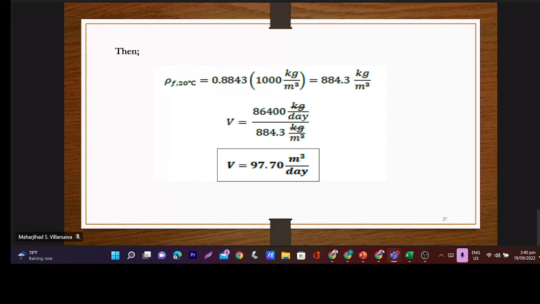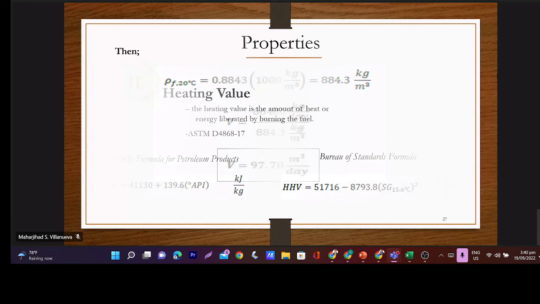And ngayon, ang final solution natin na hinahanap ay yung volume per day. Ang nakuha nating formula ay volume is equal sa mass over the density of the fuel. So, input lang natin yun, which is yung mass, 86,400 kg per day, all over the density, which is 884.3 kg per cubic meter. So, makukuha natin volume ay 97.70 cubic meter per day ng tank. Yun po.